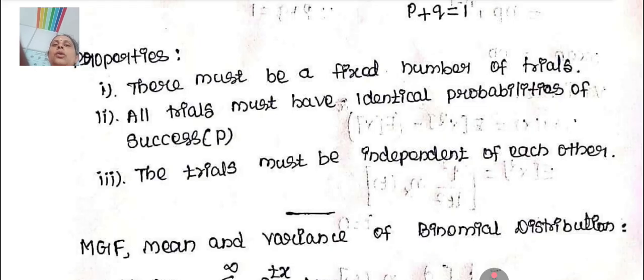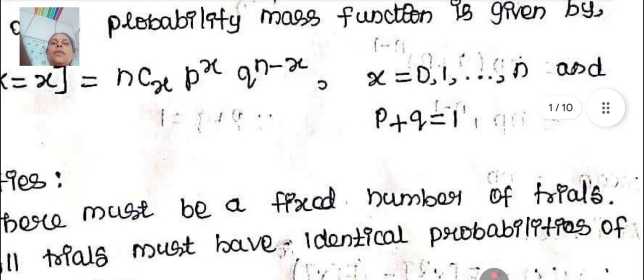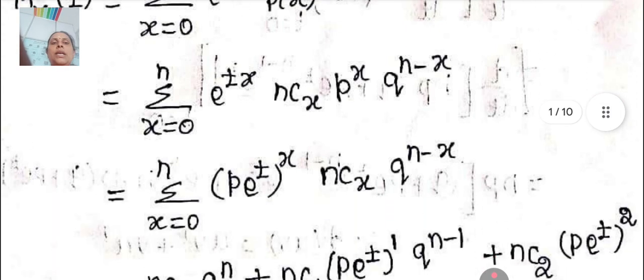Then we are going to see the moment generating function of the binomial distribution. Since it is a discrete random variable, M_X of t is the summation over x of e power tx into P of x. Here P of x is nCx p power x q power n minus x, so we substitute that.